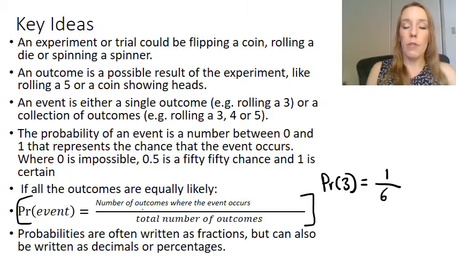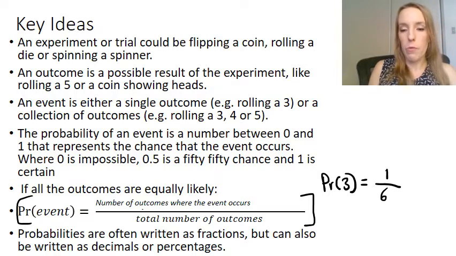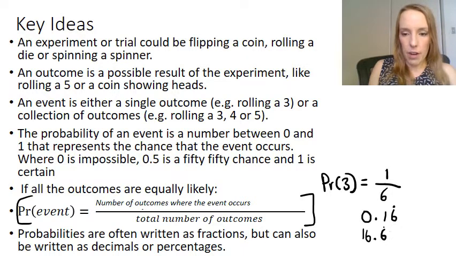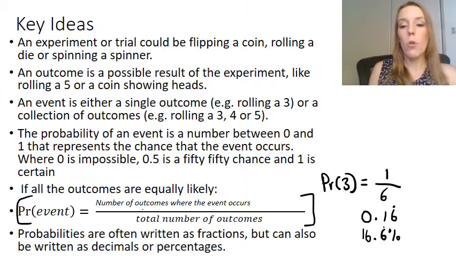Probabilities are often written as fractions, just like that one, 1 over 6, but you can also write them as decimals, or as percentages. If you had 1 over 6, you can get your calculator and type in 1 divided by 6, and you'd get a recurring decimal, which we would round, 0.16 recurring. We could also write that as a percentage. All you have to do is multiply that by 100, and that's 16.6 recurring percent. So that would be your answer as a fraction, as a decimal, or as a percentage.